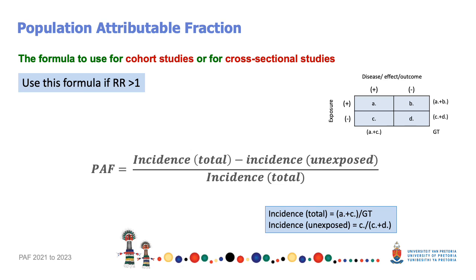If our data come from cohort studies or cross-sectional studies so that we can estimate risks or proportions, then we use this formula if the risk ratio or relative proportion is greater than 1. The population attributable fraction is the incidence amongst the total population minus the incidence in the unexposed group divided by the incidence in the total population. So incidence in the total population would be A plus C over the grand total, and the incidence in the unexposed group would be C over C plus D.